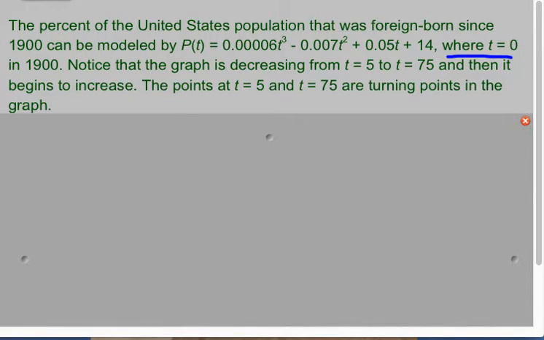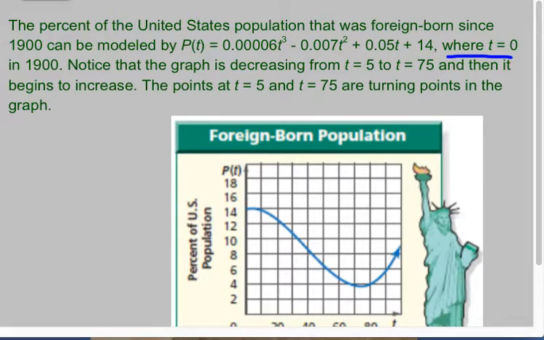Notice that the graph is decreasing. Well, let's look at the graph. Notice that the graph is decreasing from t equals 5 to t equals 75, and then it begins to increase. The points t equals 5 and t equals 75 are what we call turning points in the graph. Right here, t equals 5, that's 1905 actually. The graph starts to progress down, and when it gets to t equals 75 right there, it starts going up. It's a turning point. If this graph would continue before 1900 here, it probably looks something like this.